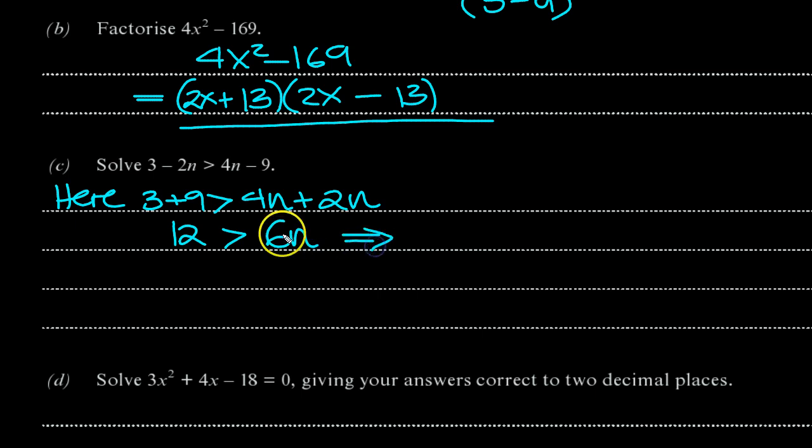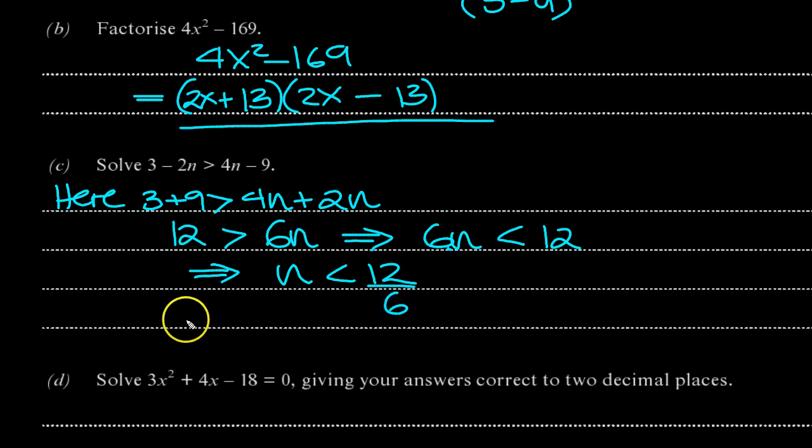And that tells us, reading it from right to left now, that 6n is less than 12. And then move the 6 from times down to divide. n is less than 12 over 6. And so it tells us that n is less than 2.